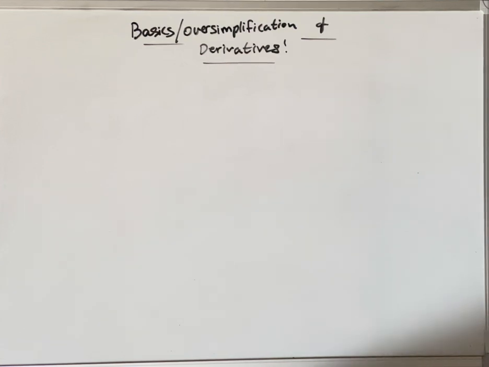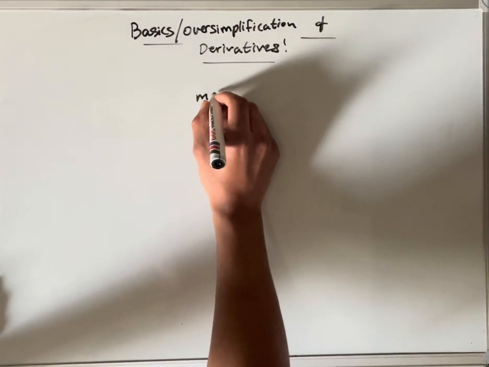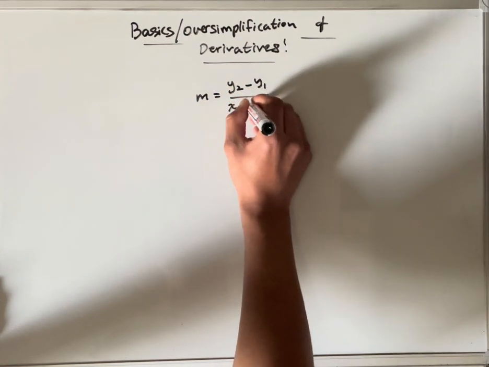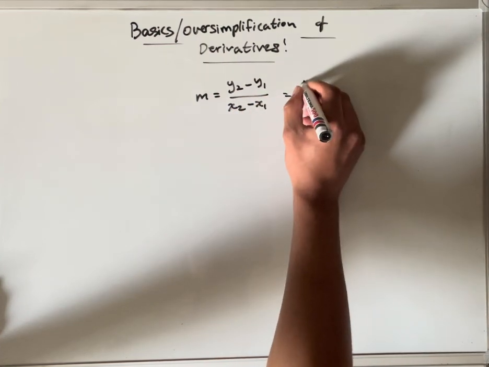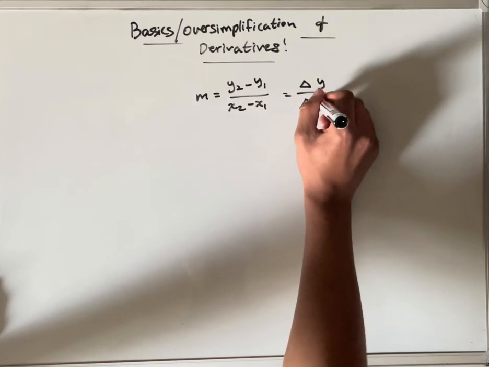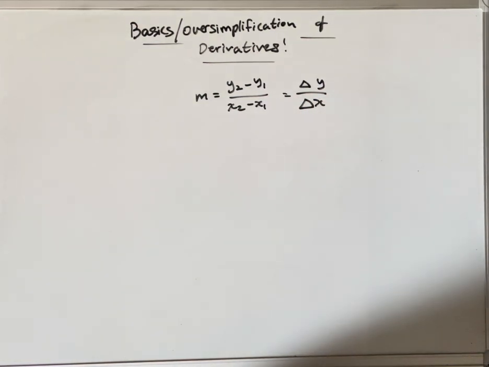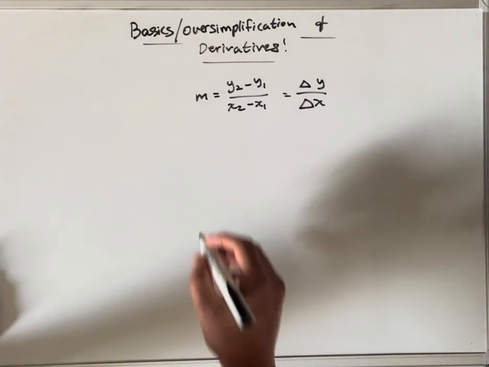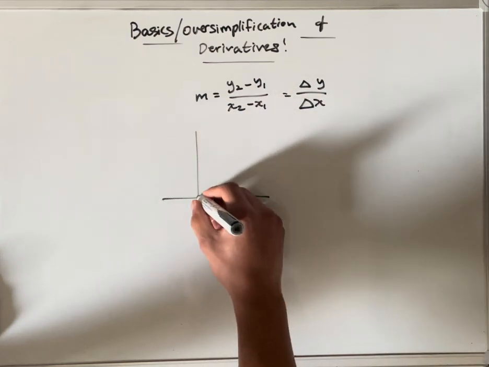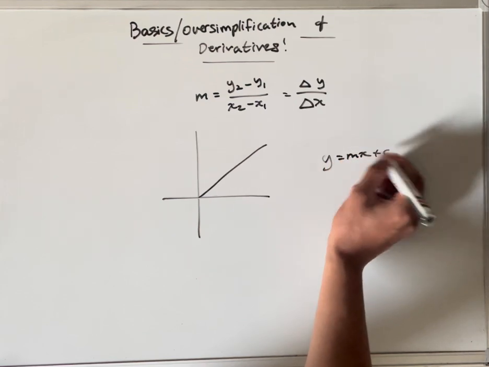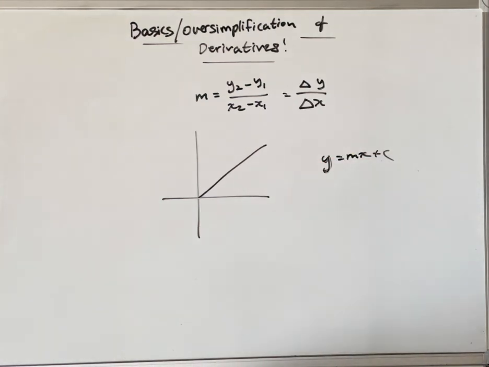But first of all, I want to say derivatives are just the slope. So we know that the slope is represented by m, which is y2 minus y1 over x2 minus x1. This is the same as change in y over change in x. And we know that derivatives is just the slope. So in other words, derivatives is just change in y over change in x. And we know this if we take a simple graph here, we measure this line, which would be y equals mx plus c. Simple linear equation with a power of 1.